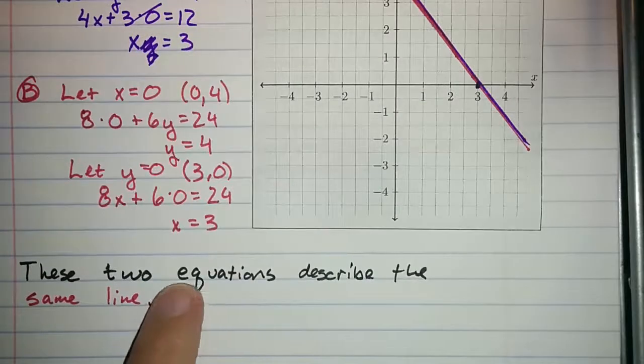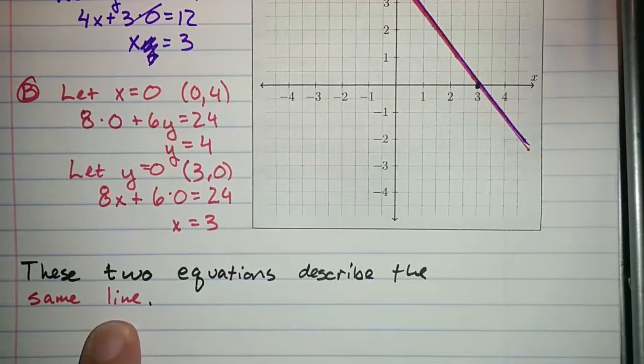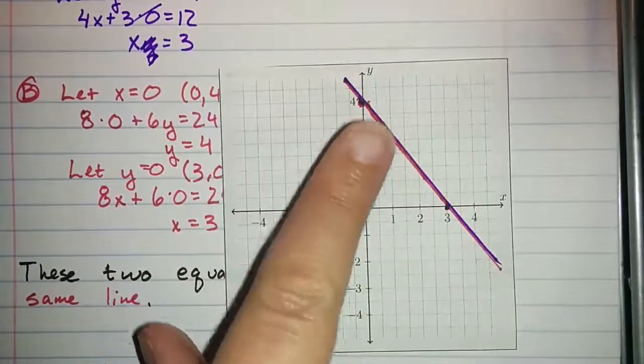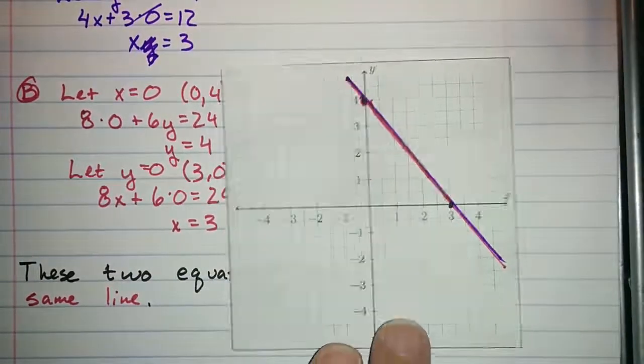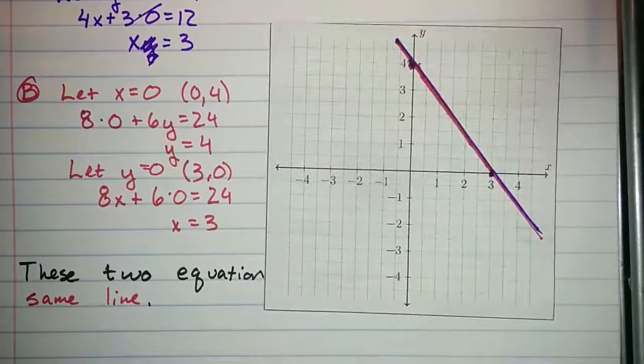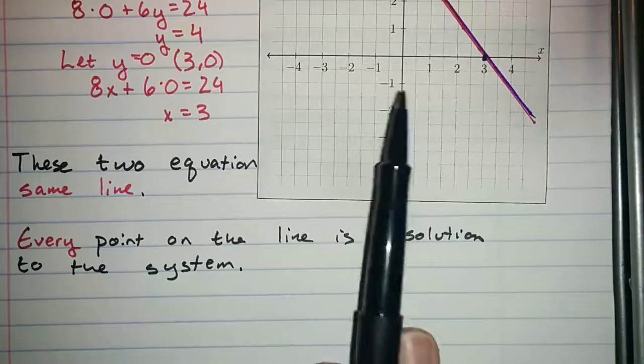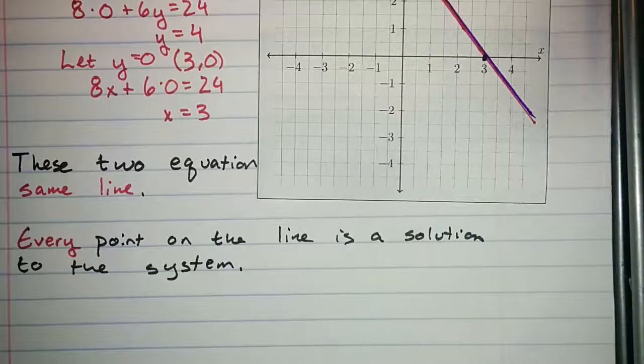So because these two equations describe the same line, there isn't just one solution. Every point on this line is a solution to the system. Now, be really, really careful. It's not that every point is a solution to the system.